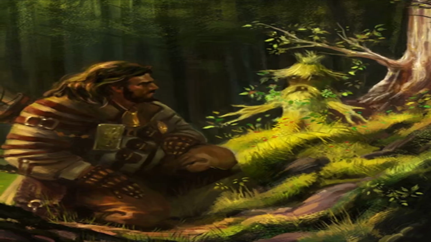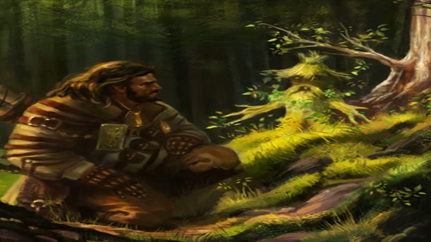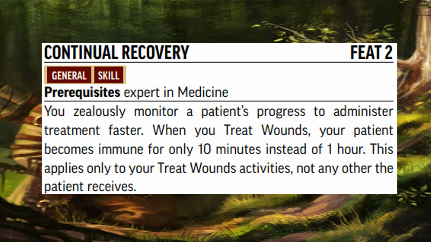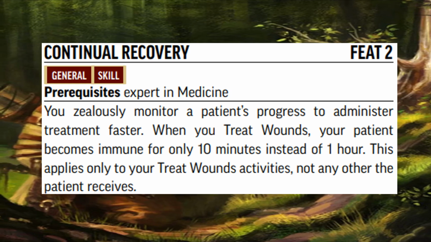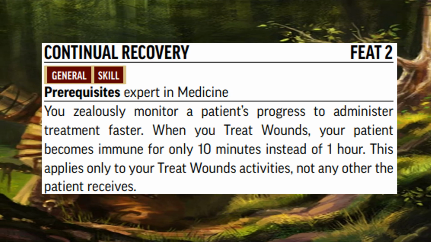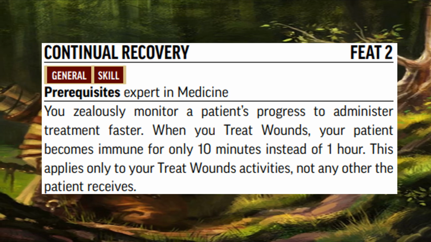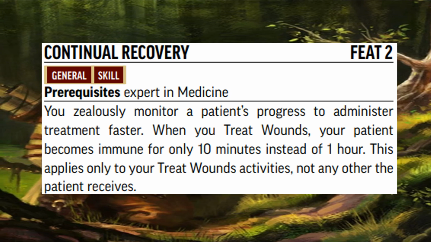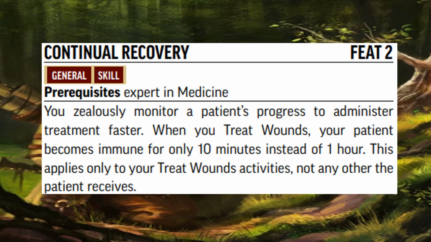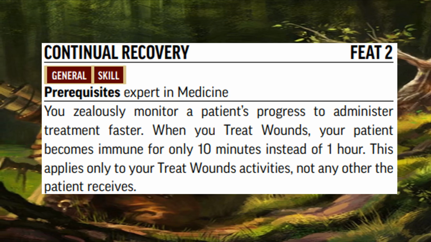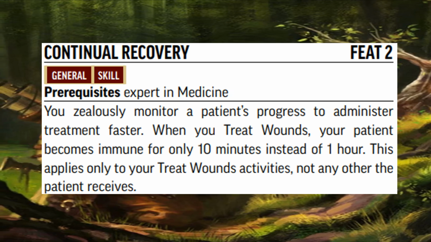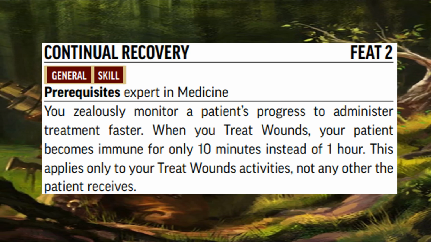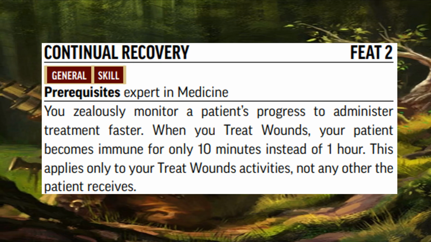Next we have one of, if not the best medicine skill feats in the game, Continual Recovery. When you use Treat Wounds, the patient only becomes immune for 10 minutes rather than 1 hour, which effectively means as long as you have the time, you can keep doing Treat Wounds until everybody is at full health, as the 10 minutes counts the 10 minutes that it takes for you to do Treat Wounds. However, you do have to be an expert in medicine to take this feat. So most characters won't be able to pick this feat up until level 4.